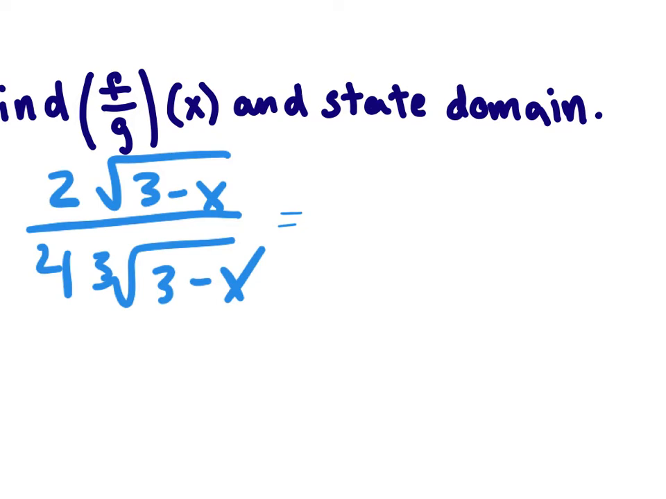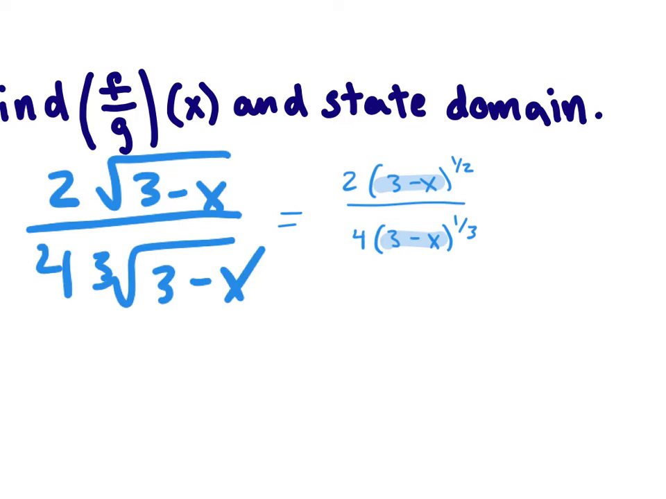Yes, we can. So just like we did in the last one, I'm going to change the square root to have an exponent of 1/2. So this is 2 times 3 minus x to the 1/2 power over 4 times 3 minus x to the 1/3 power. Now my bases are the same in here, so I can combine them.